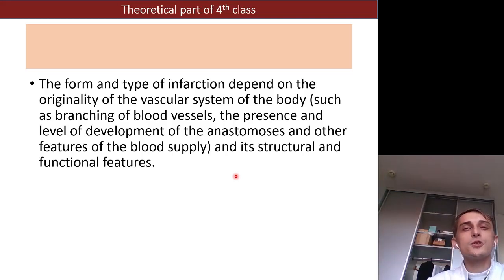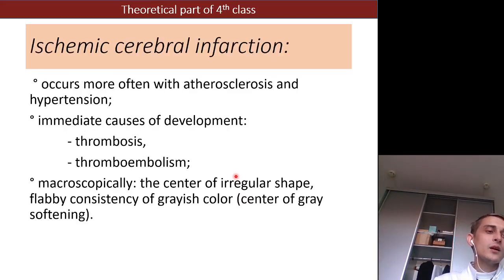We should discuss some of the most important organs where infarct may happen. So, more often atherosclerosis and hypertension we may see in ischemic cerebral infarction. And the immediate cause of this process will be thrombosis and thromboembolism.